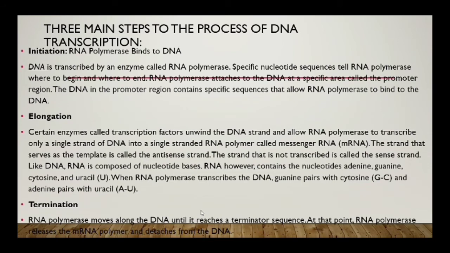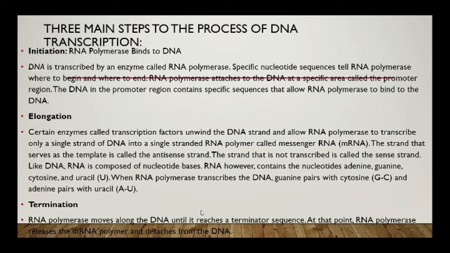So we have the three main steps to the process of DNA transcription. We have the initiation. RNA polymerase binds to DNA. DNA is transcribed by an enzyme called RNA polymerase. A specific nucleotide sequence tells RNA polymerase where to begin and where to end. RNA polymerase attaches to the DNA at a specific area called the promoter region. The DNA in the promoter region contains specific sequences that allow RNA polymerase to bind to DNA.